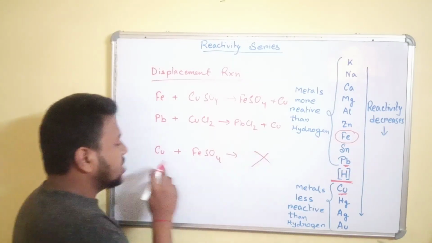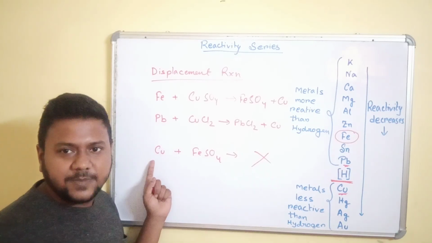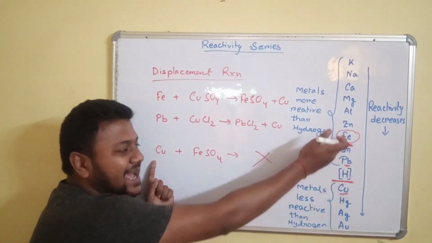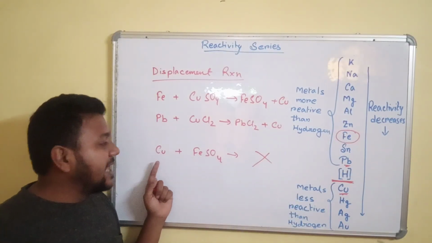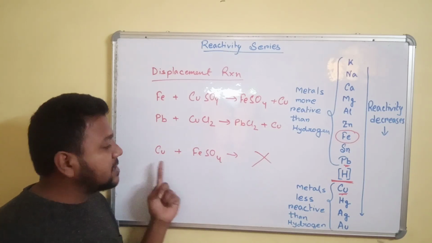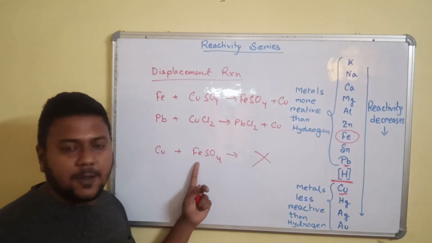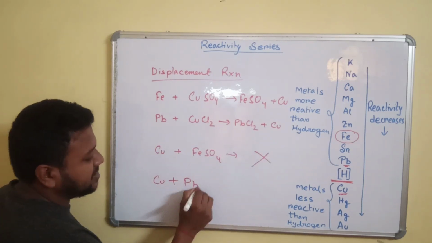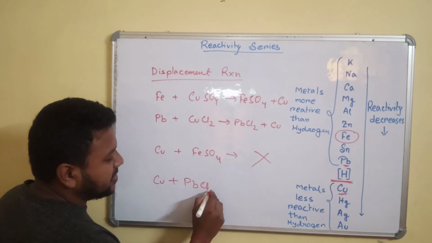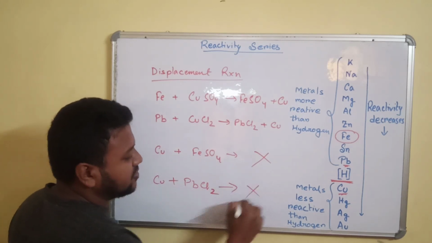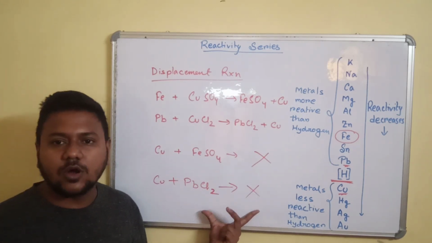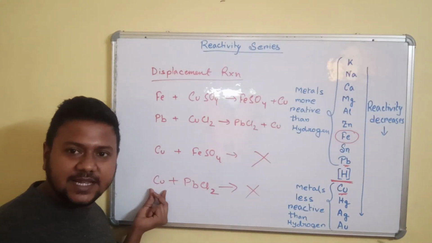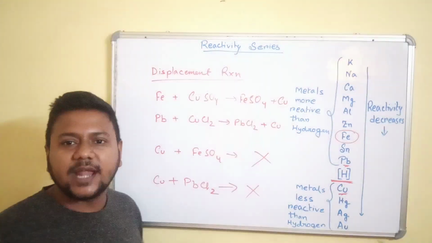Why? Because copper is a less reactive metal, found below iron in the reactivity series. Hence, it doesn't have the power to replace the iron. Moreover, if we see copper reacted with PbCl2, this reaction also does not occur. This is because a less reactive metal cannot replace a more reactive metal.